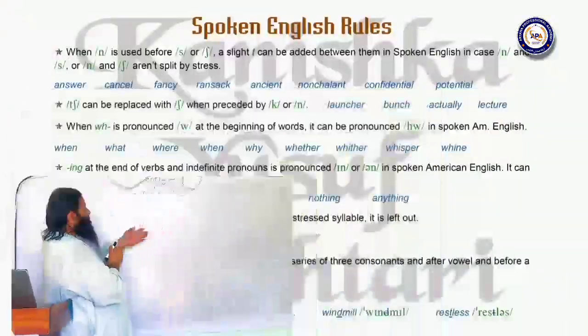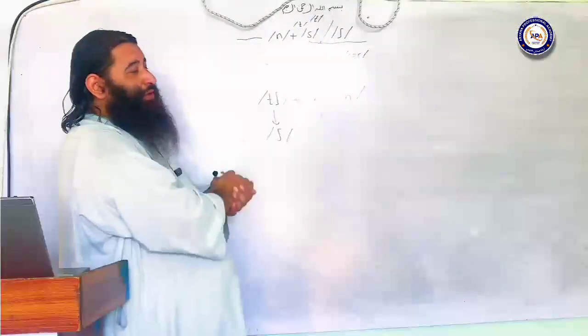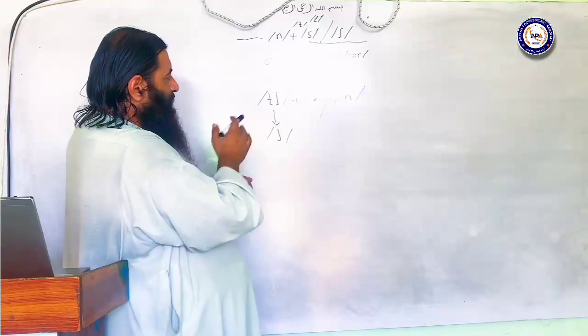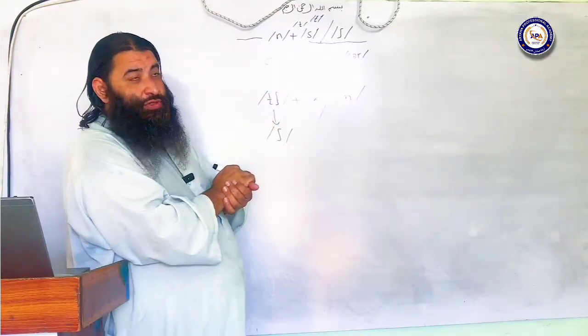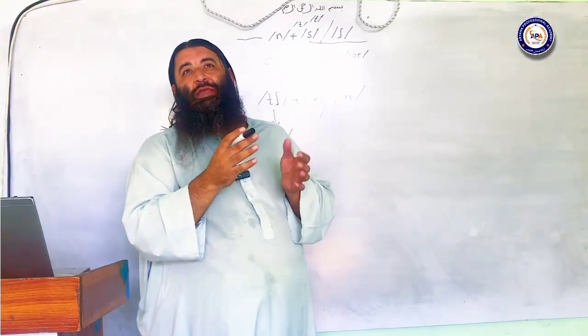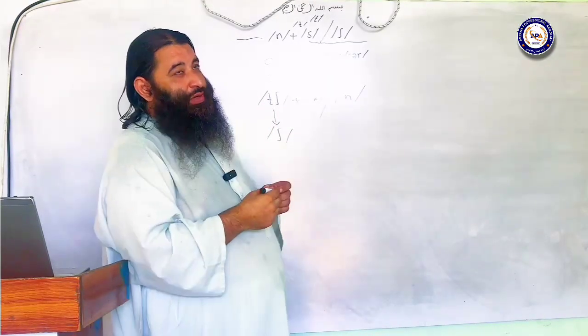For example, examples for k plus ch, like actually, lecture, and examples for n plus ch, like bunch, launcher, etc. Lecture, picture, actually, launcher, bunch. We can use this in spoken English. And by the way, that is applied even in formal English nowadays, because in the very first listening of TOEFL by Peterson, you can find the word lecture pronounced as lecture in the listening section.